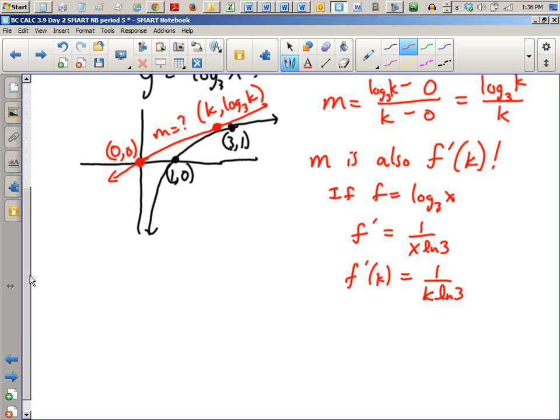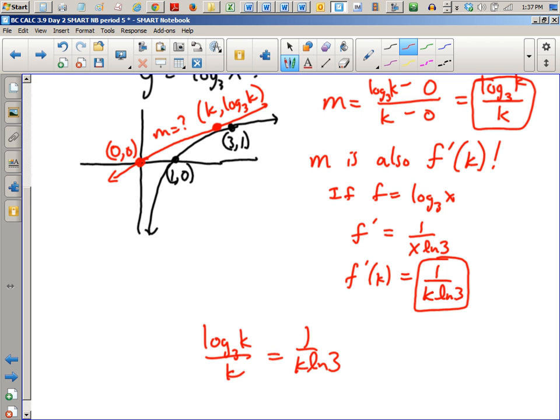So which is it? Is my slope log base 3 of k over k, see the top of the board, or is it 1 over k ln 3? It's both, right? I got this by doing rise over run for these two mystery points. I got this by doing the derivative at k. These should be equal to the same exact line. So now let's set them equal and see if we can solve for k. All right, so we have log base 3 of k over k equals 1 over k ln 3.